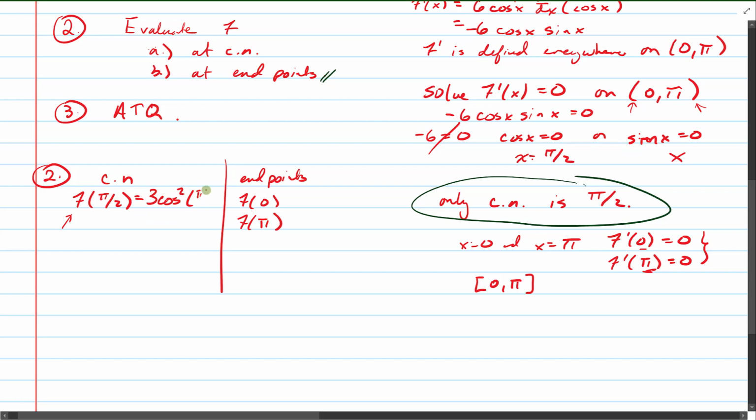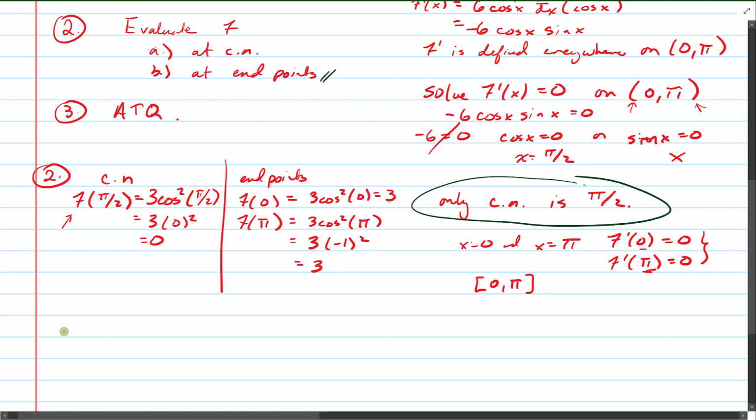That gives us 3 times the cosine of pi over 2 squared, or 3 times 0 squared, which equals 0. And if we plug in 0 into this function, that's going to be 3 times the cosine squared of 0, and that is equal to 3. And if we plug in pi, that's going to be 3 times the cosine squared of pi, which is 3 times negative 1 squared, which is also equal to 3.